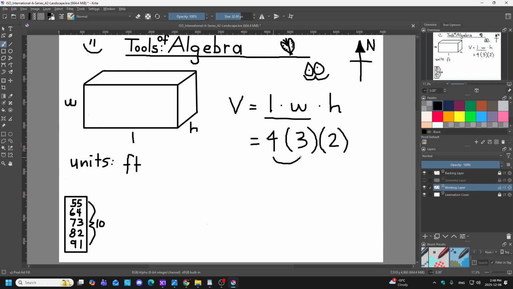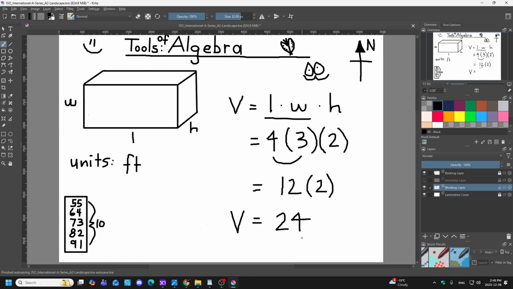So 4 times 3, if you want to break it down, 4 times 3 is 12. We still have the 2, we haven't done anything with 2 yet. So the volume is going to be 12 times 2. Essentially, we're doubling. Double 2 is 4, double 1 is 2. We get 24.